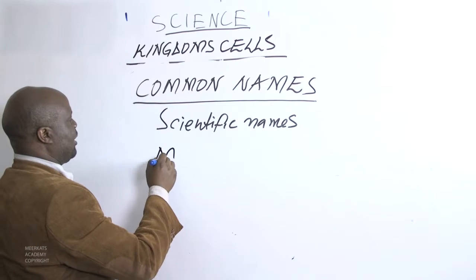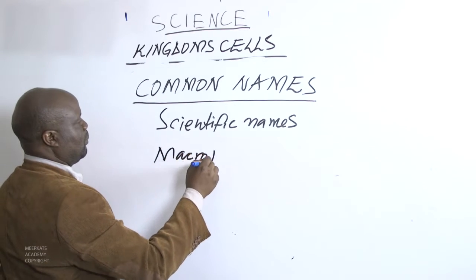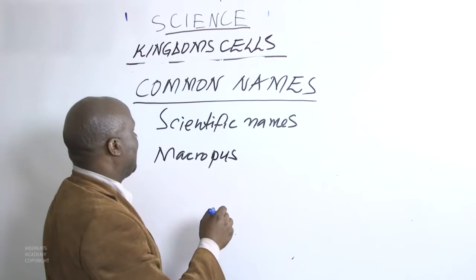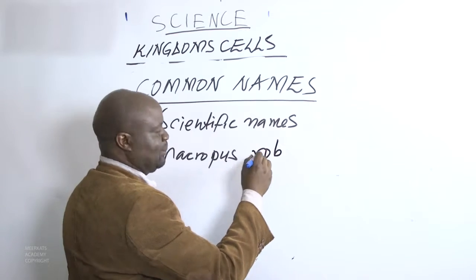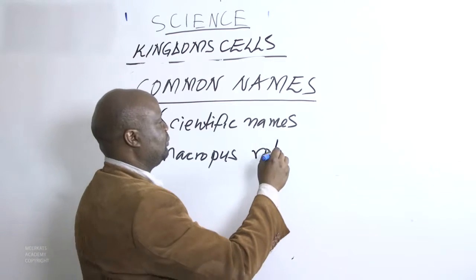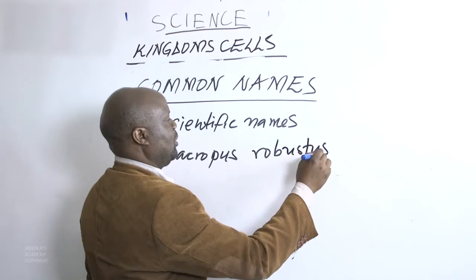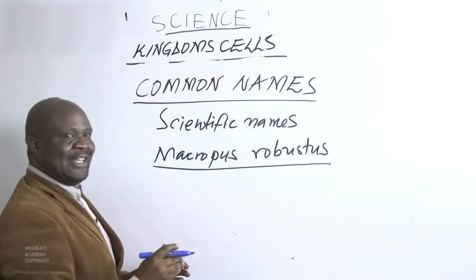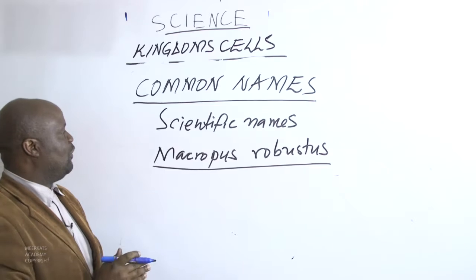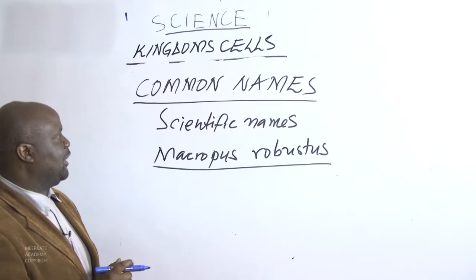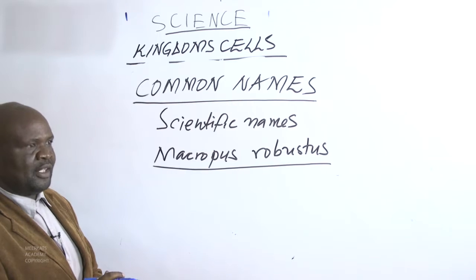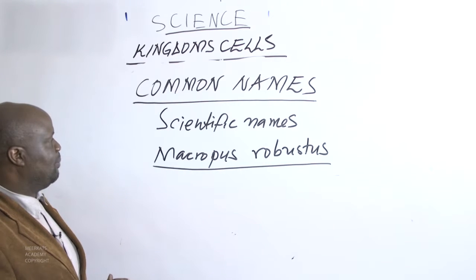We can have an example of an organism called Micropus robustus. Now, we are talking about the process of having a scientific name. There are rules that guide us when we are giving a scientific name to a particular organism.